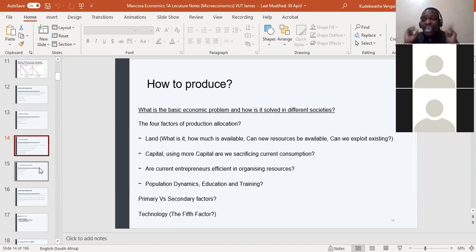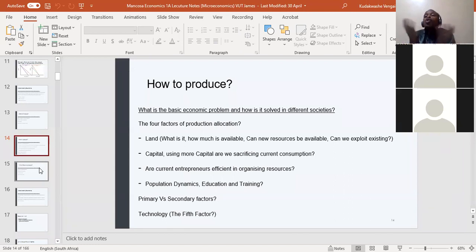Let me give you an example. In a farm, you can have land, 5 people, and 1 tractor. That's a combination, right? And you can produce 10,000 tons of wheat. But on the same farm, you can have land, 100 people and no tractor. They'll be using hoes, manually farming the land. And you can still produce 10,000 tons of wheat. So there are different combinations of factors of production that you can use in a country.